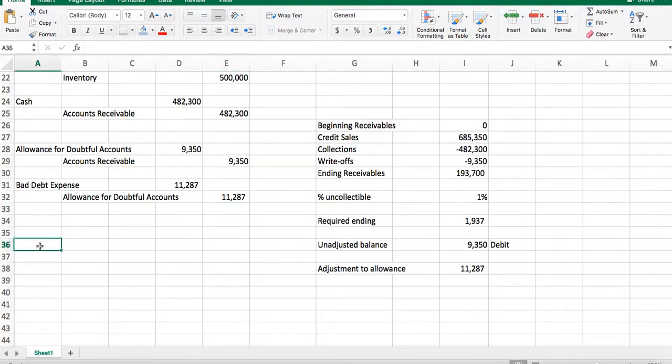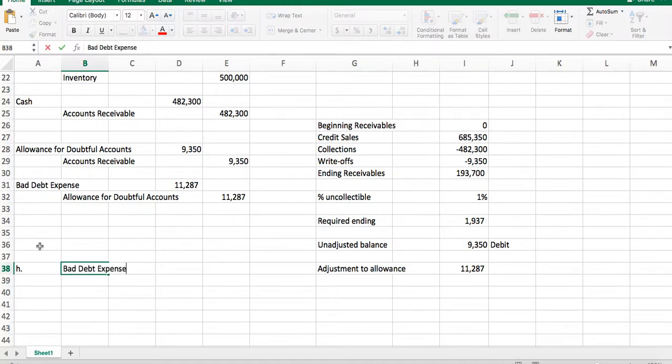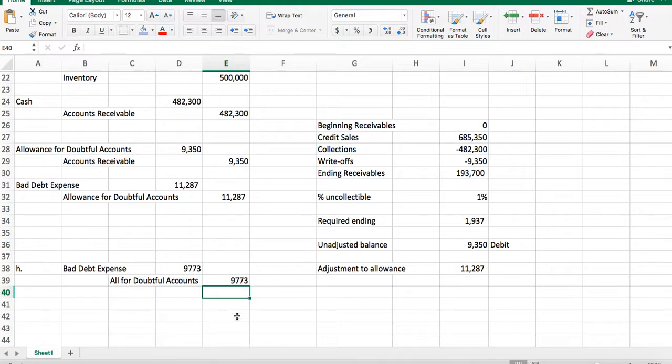Now we move on into 2015. And basically it's the same thing. So I'm just going to go on down here to H and give you some check figures if you want to work through this and make sure you know how to do this. But in H, we have bad debt expense of 9,773, and our allowance for doubtful accounts obviously has the same. But the way that one is calculated is very similar.